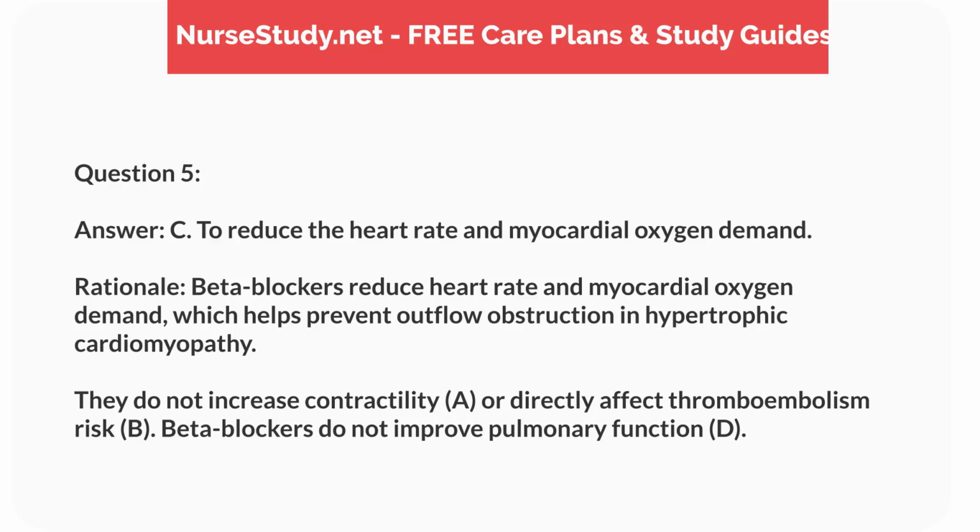Rationale: beta blockers reduce heart rate and myocardial oxygen demand, which helps prevent outflow obstruction in hypertrophic cardiomyopathy. They do not increase contractility, A, or directly affect thromboembolism risk, B. Beta blockers do not improve pulmonary function, D.